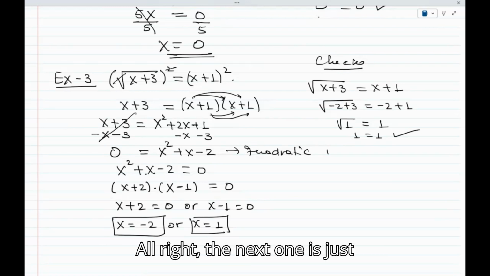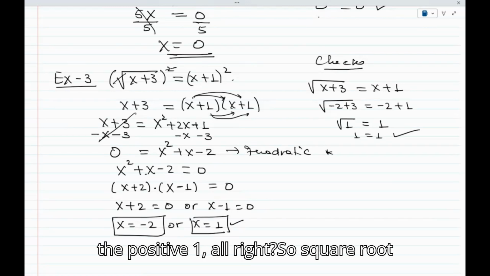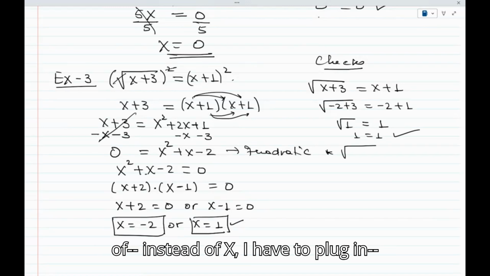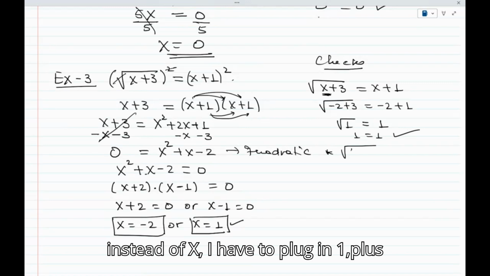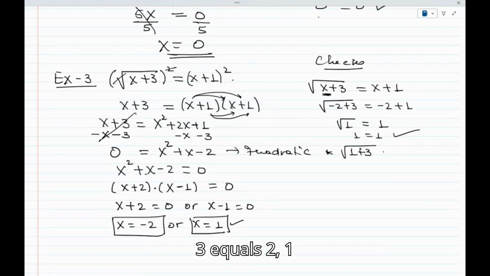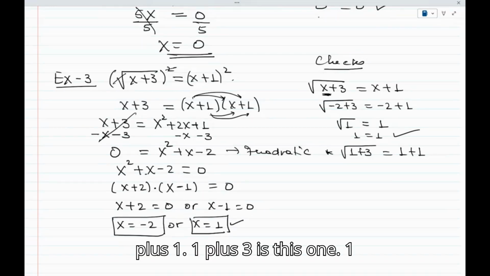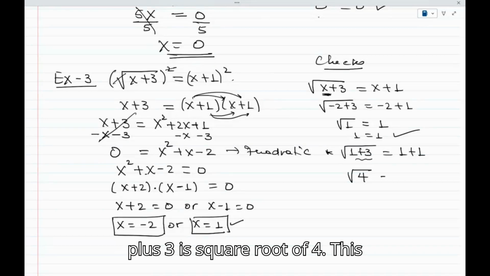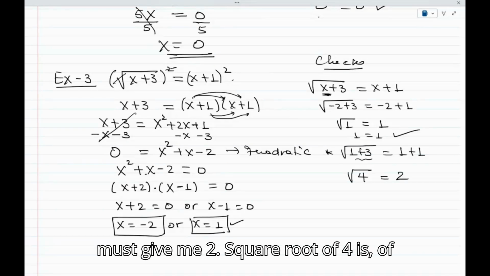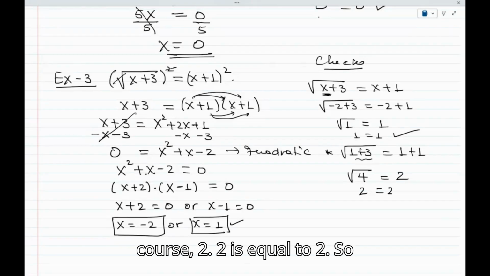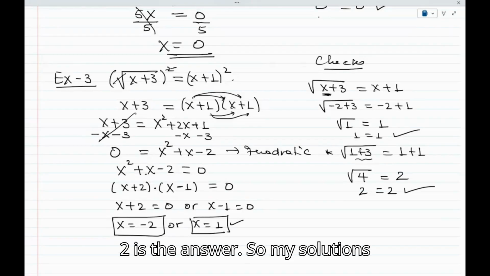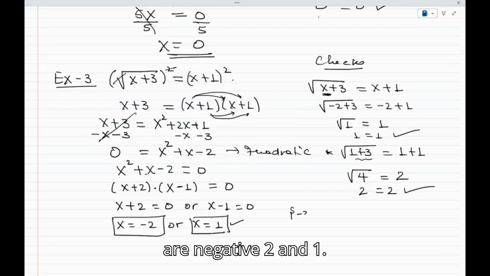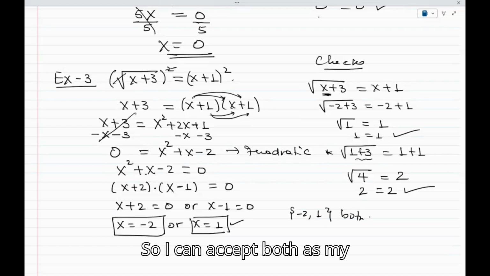The next is positive 1. Instead of x, I plug in 1: the square root of 1 plus 3 equals 1 plus 1. 1 plus 3 is the square root of 4, which must give me 2. The square root of 4 is of course 2, so 2 is equal to 2. So 2 is the answer. My solutions are negative 2 and 1, so I can accept both as my answers.